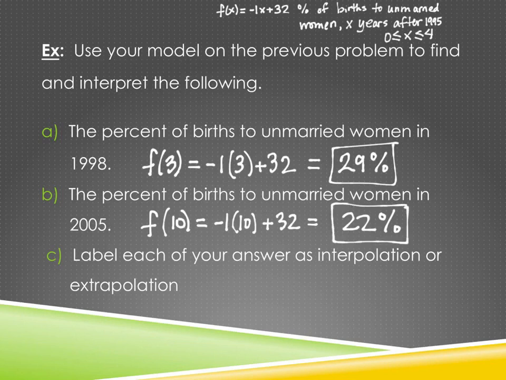Which one of those is more likely to be correct? The 29. Why? Because it's inside the data values. Now, could the 22% be correct? It could, but it's less likely than the other one. And we're going to label each of these as either interpolation or extrapolation. So what about the year 1998? Is that interpolation or extrapolation? Yeah, it's interpolation. And how about the year 2005? Extrapolation.